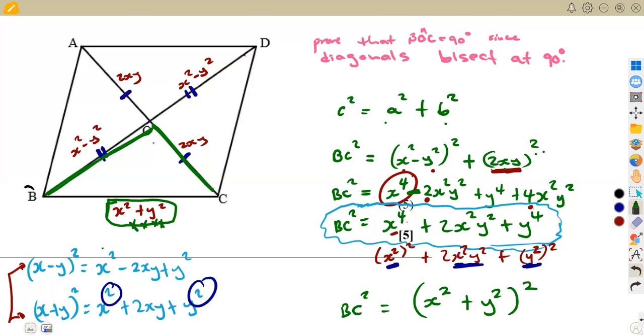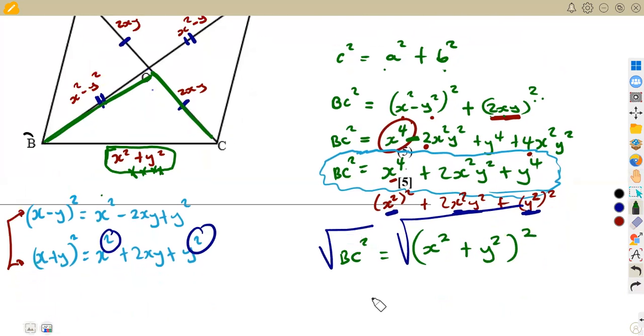Then to find BC, we're just going to introduce the square root on both sides to remove the square. Remember, the square root neutralizes the square. The square and the square root always cancel whenever you see that. So BC is equal to the square root, and the square cancels, so that will be x squared plus y squared. This square is cancelled with this square root, so we're just left with what is inside the bracket. And this is exactly the BC that we had before, which is x squared plus y squared.